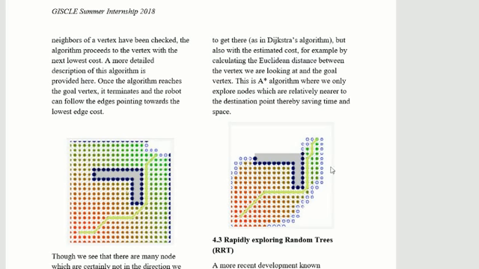On the right side, you see this is the A star approach. It will only explore the nodes which are nearer to the destination, overcoming the obstacle, not exploring entirely, ignoring the nodes which are of no use to us. So this is A star, and obviously it's much faster.